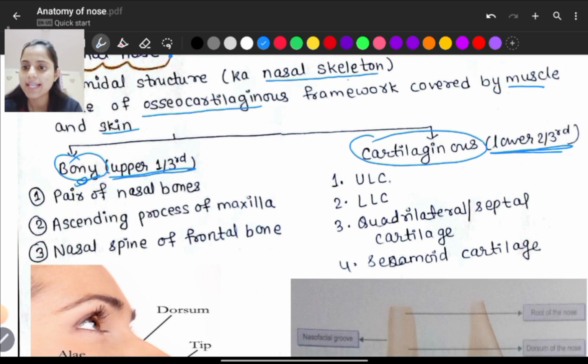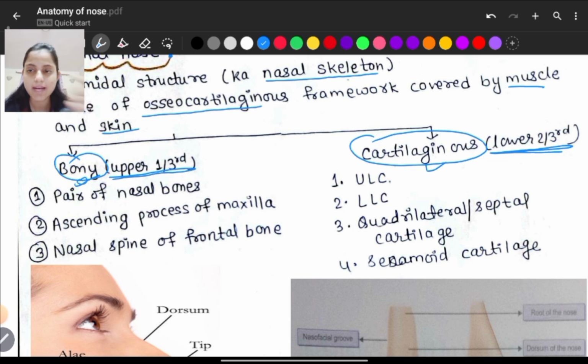The bony part has the pair of nasal bones. This is the pair of nasal bones, and the ascending process of the maxilla. This is the maxilla. So, the ascending process of the maxilla, and this is the frontal bone, so the nasal spine of the frontal bone. This is the bony part: the pair of nasal bones, the ascending process of the maxilla, and the nasal spine of the frontal bone.